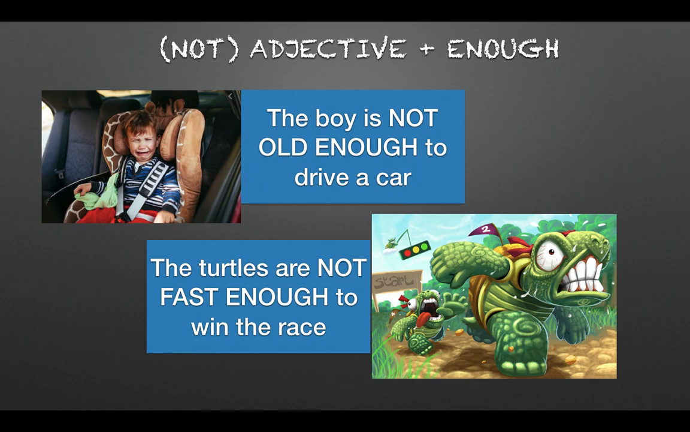As you can see here, we have the negative examples of not, adjective, and enough. The first example says, the boy is not old enough to drive a car. El niño no es old enough, lo suficientemente viejo, to drive a car, para manejar un auto. The turtles are not fast enough to win the race. As you can see here, we are using the subject, then the verb to be, later not, the adjective, and enough.